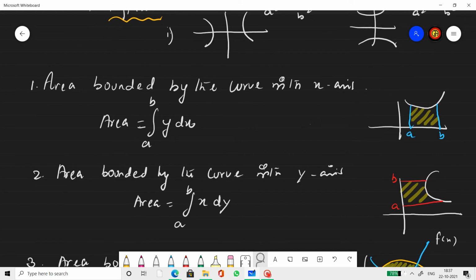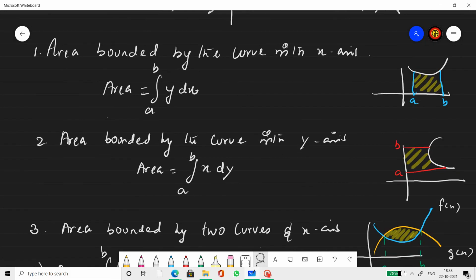The next, the area bounded by the curve. So far we discussed different types of conics. Now we are going to find the area bounded by the curves with the x-axis and with the y-axis. Mainly the questions will be focusing on the x-axis, but there are questions with the y-axis also. Whether you do it for x or whether you do it for y, the answer remains the same. But more often the x-axis will be easier to deal with than the y-axis way.